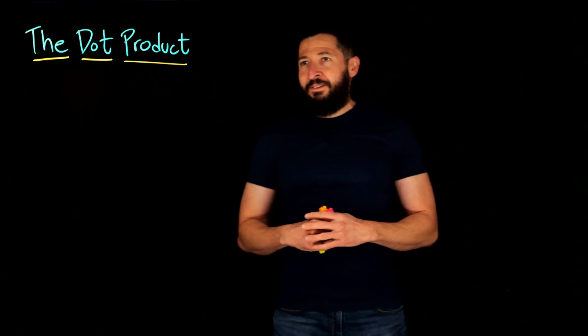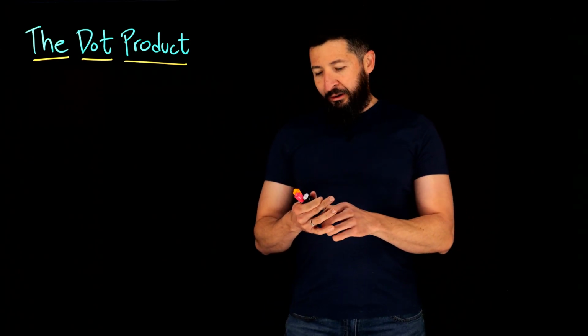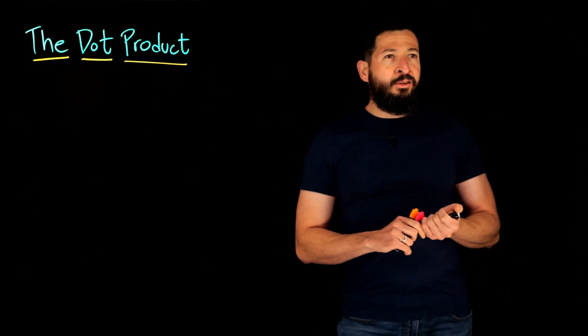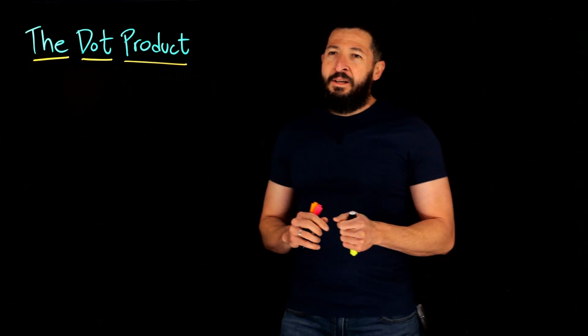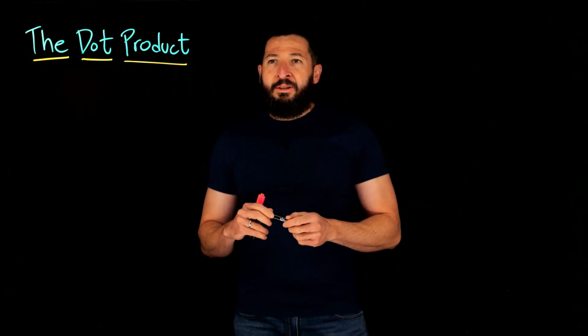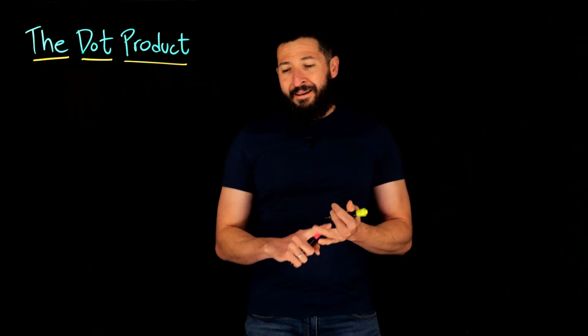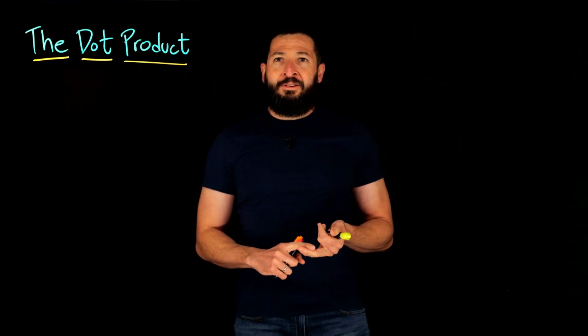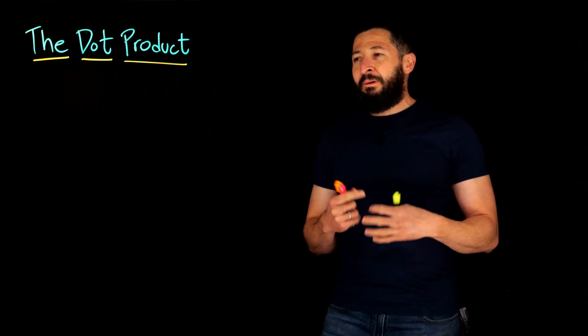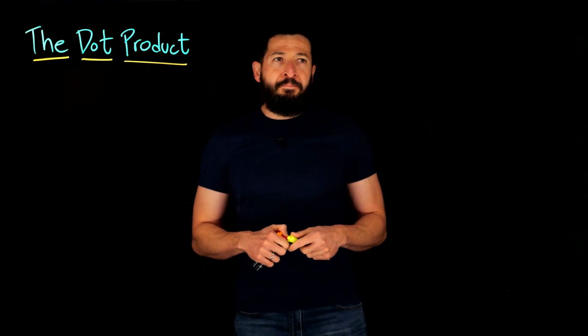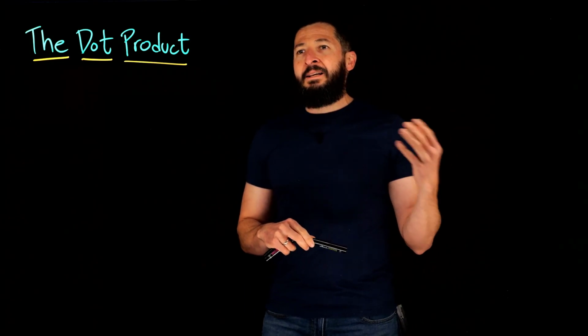All right, so today we're going to talk about the dot product. And the dot product is useful in mathematics, and in physics of course, because it's going to relate to angles between vectors, it's going to relate to magnitudes of vectors, it's going to relate to projections, it's going to relate to many things that are going to be useful both mathematically and physically.